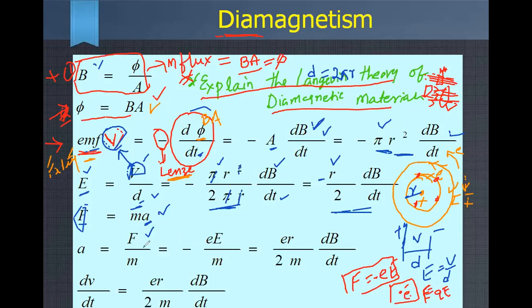Okay. So I am substituting. F is equal to QE, but Q here is e, the electron. We are taking an electron, so minus eE by m. And here what is E? We already got the E value from here. So you have to substitute here. So e by m, and the remaining is E, minus r by 2. This minus and this minus cancel. So r by 2 dB by dt.